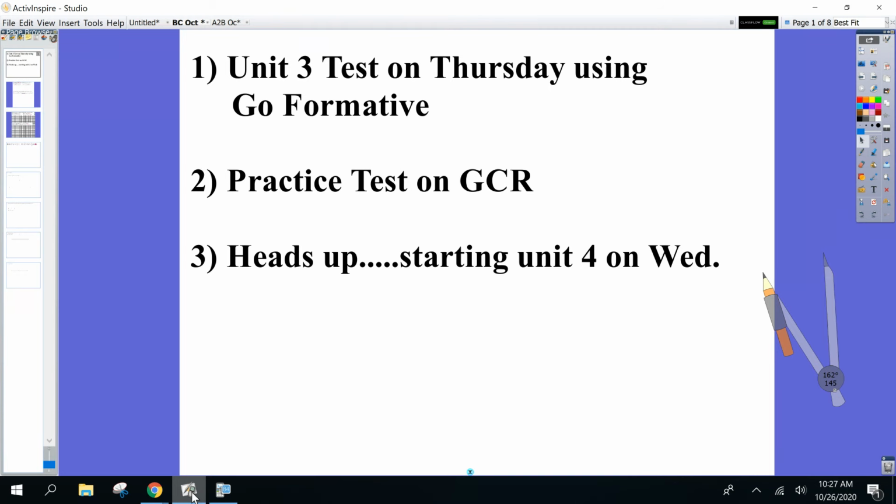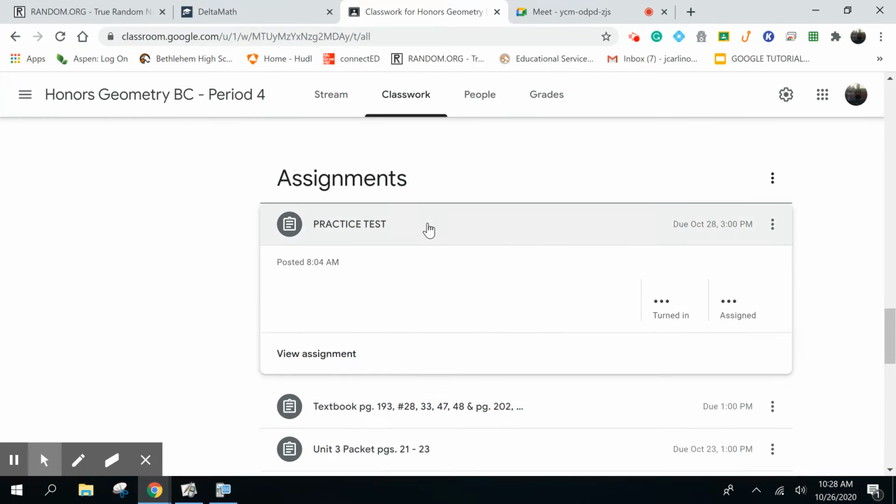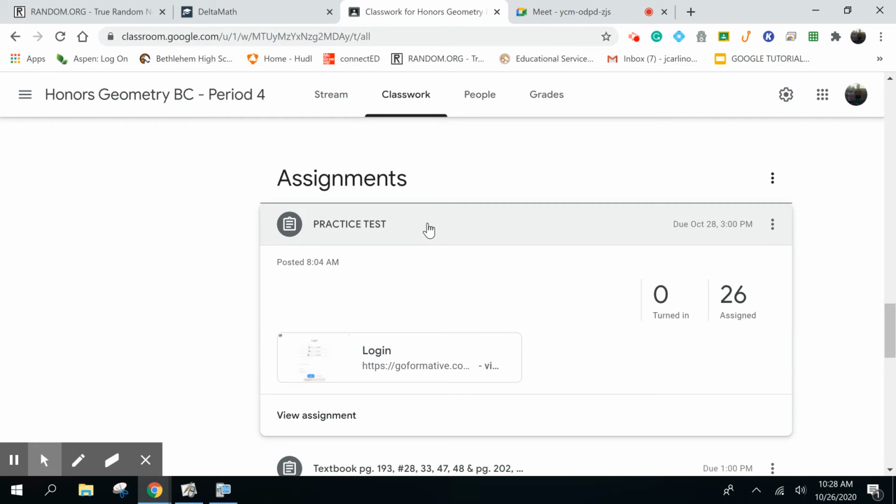If you have not used it, up on Classroom I have put what's called a practice test under assignments. This is a practice test on GoFormative. It has nothing to do with parallel and perpendicular lines; it's just solving equations. It's just for you guys that have not used it before and maybe want to try it out before Thursday's test. Don't make Thursday's test the first time you've ever done a test on GoFormative.